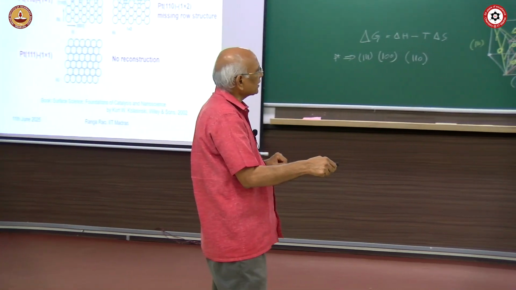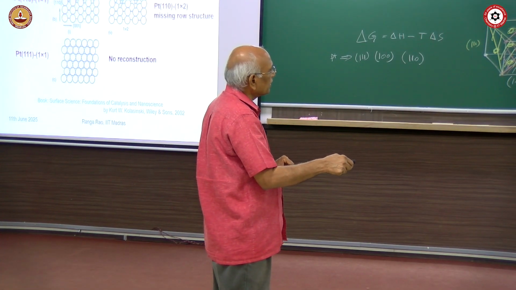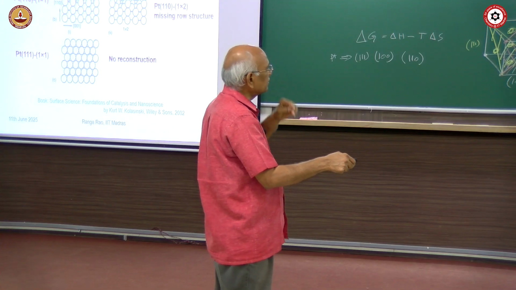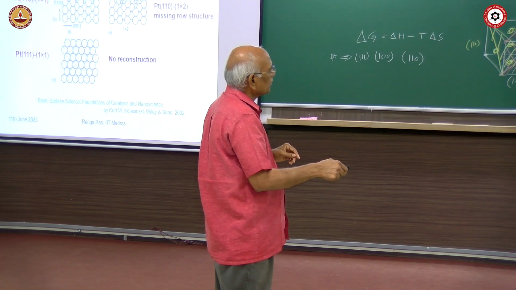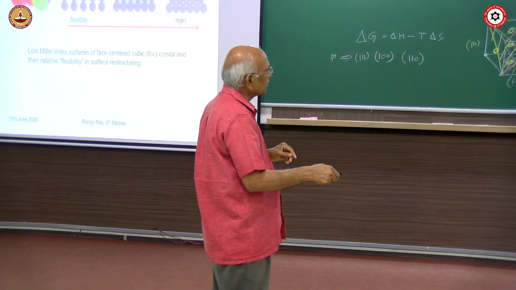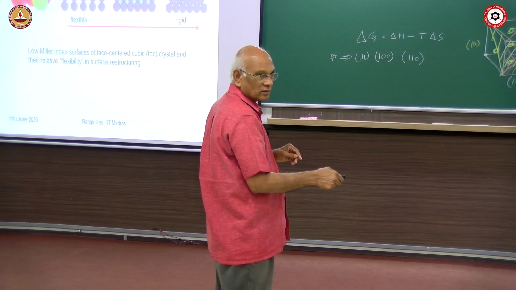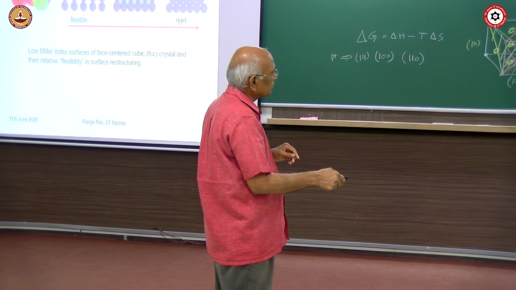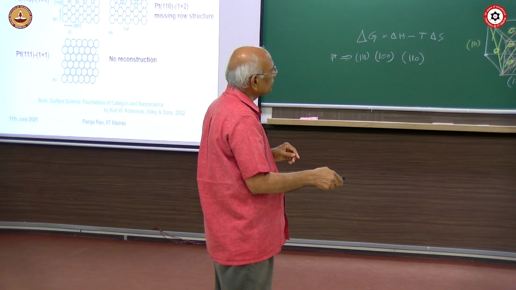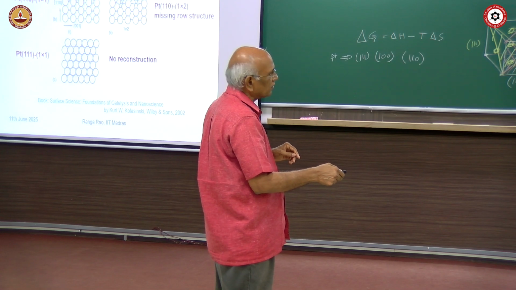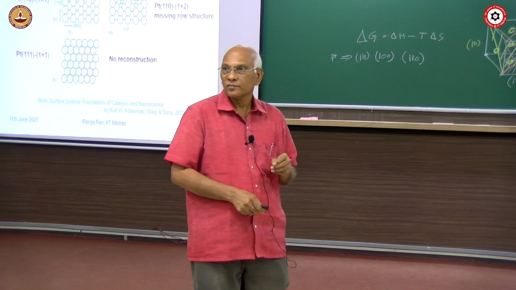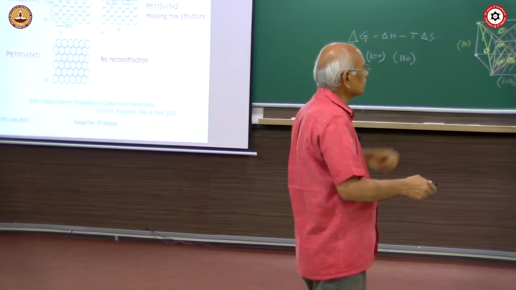To reconstruct to a hexagonal plane, the energy is 40 kilojoules per mole; this is more stable compared to this one. As I showed you here, this is more rigid compared to this. So going from here to here, you get a more rigid surface.